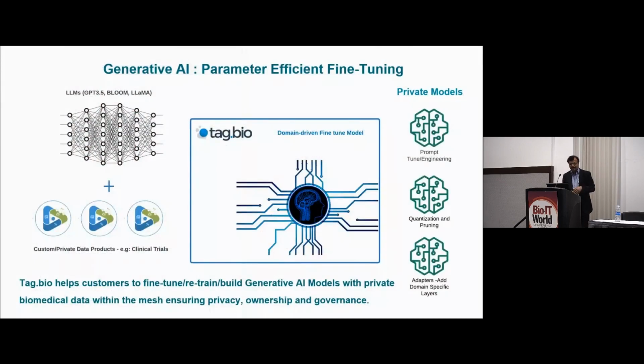So essentially, TagBio helps customers to fine-tune, retrain, or build generative AI models with private biomedical data as data products. And one of the easier points is that these are harmonized data layers, right? So you don't have to clean it up. You don't have to do duplicate removal. You don't have to look into NaN values and things like that. These are already harmonized datasets in the system. And one of the key areas is that we will ensure the privacy, ownership, and governance.